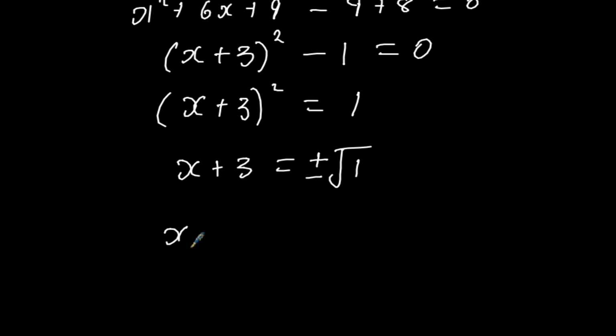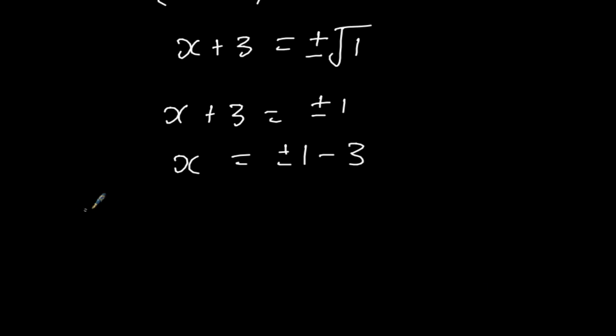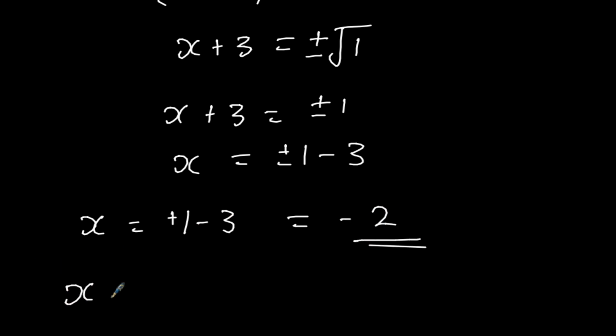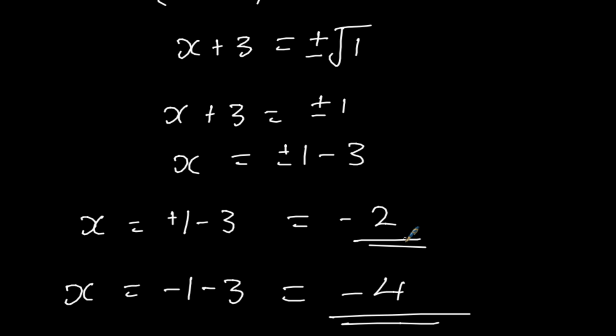So we have x plus 3 equals, the square root of 1 is 1, so plus or minus 1. And I take this to the other side, so it will be x equals plus or minus 1 minus 3. From which you shall get the two values of x to be either x equaling positive 1 minus 3, giving us negative 2, or x equaling negative 1 minus 3, giving us negative 4. So these are the two solutions to our question. Thank you.